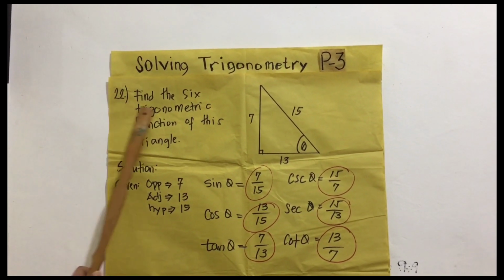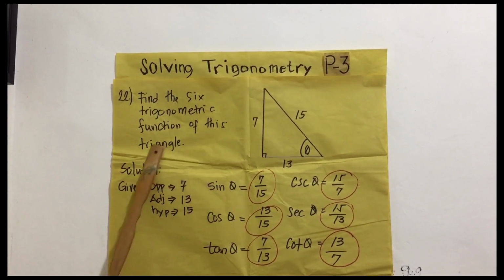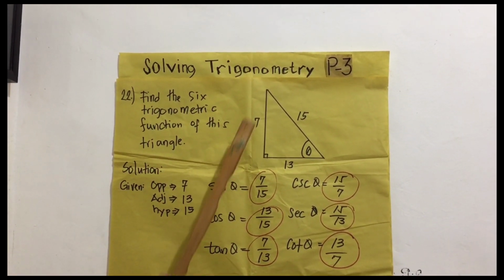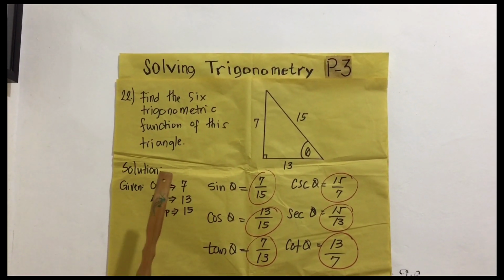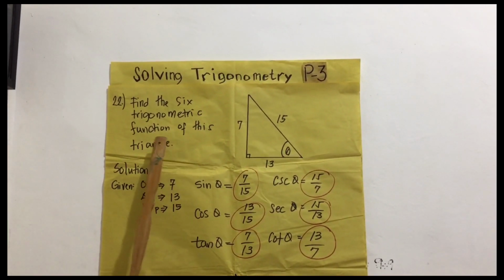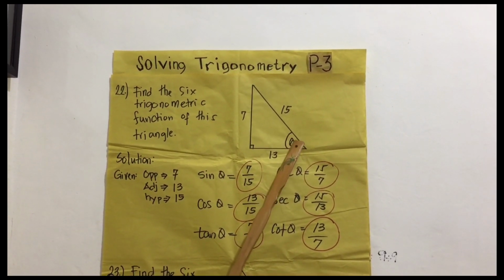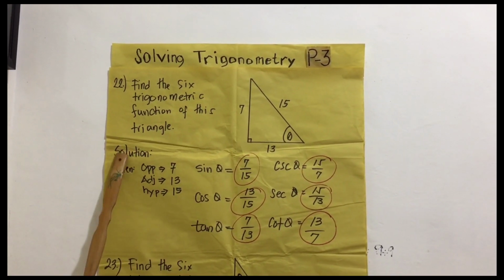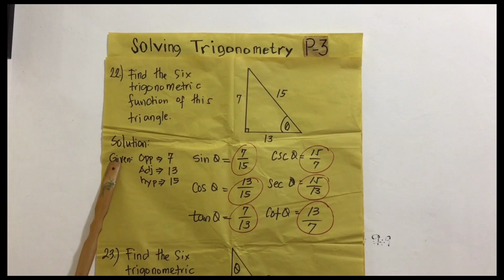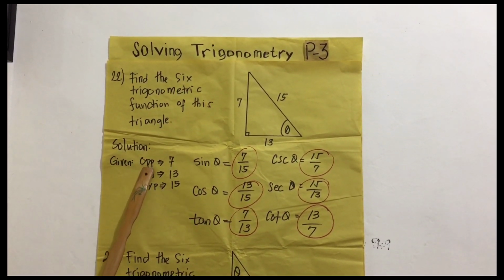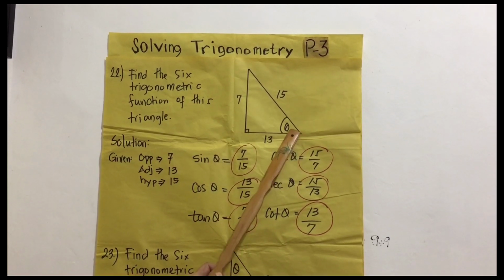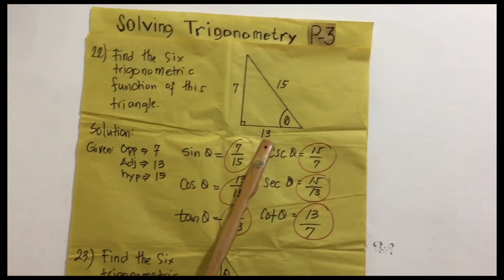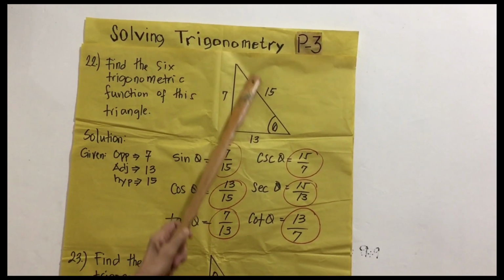Next, number 22. Find the 6 trigonometric functions of this triangle. This time, the x-axis and y-axis are not given. It's purely a triangle. So our basis for computation is the given theta, which is the acute angle. Now, for our solution, we have to determine the given. We have to know the opposite. The opposite of this angle is 7, the adjacent of this angle is 13, and the hypotenuse is 15.